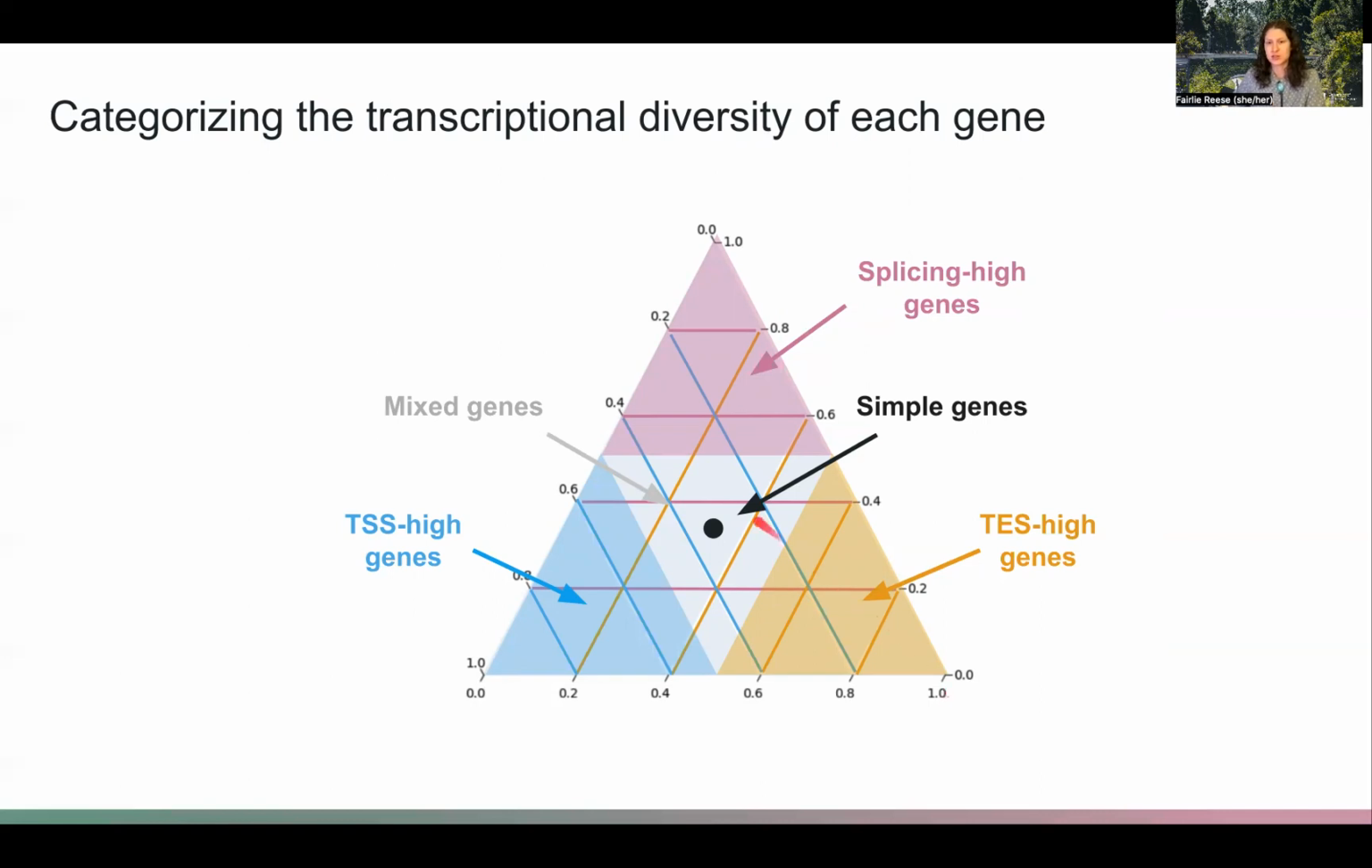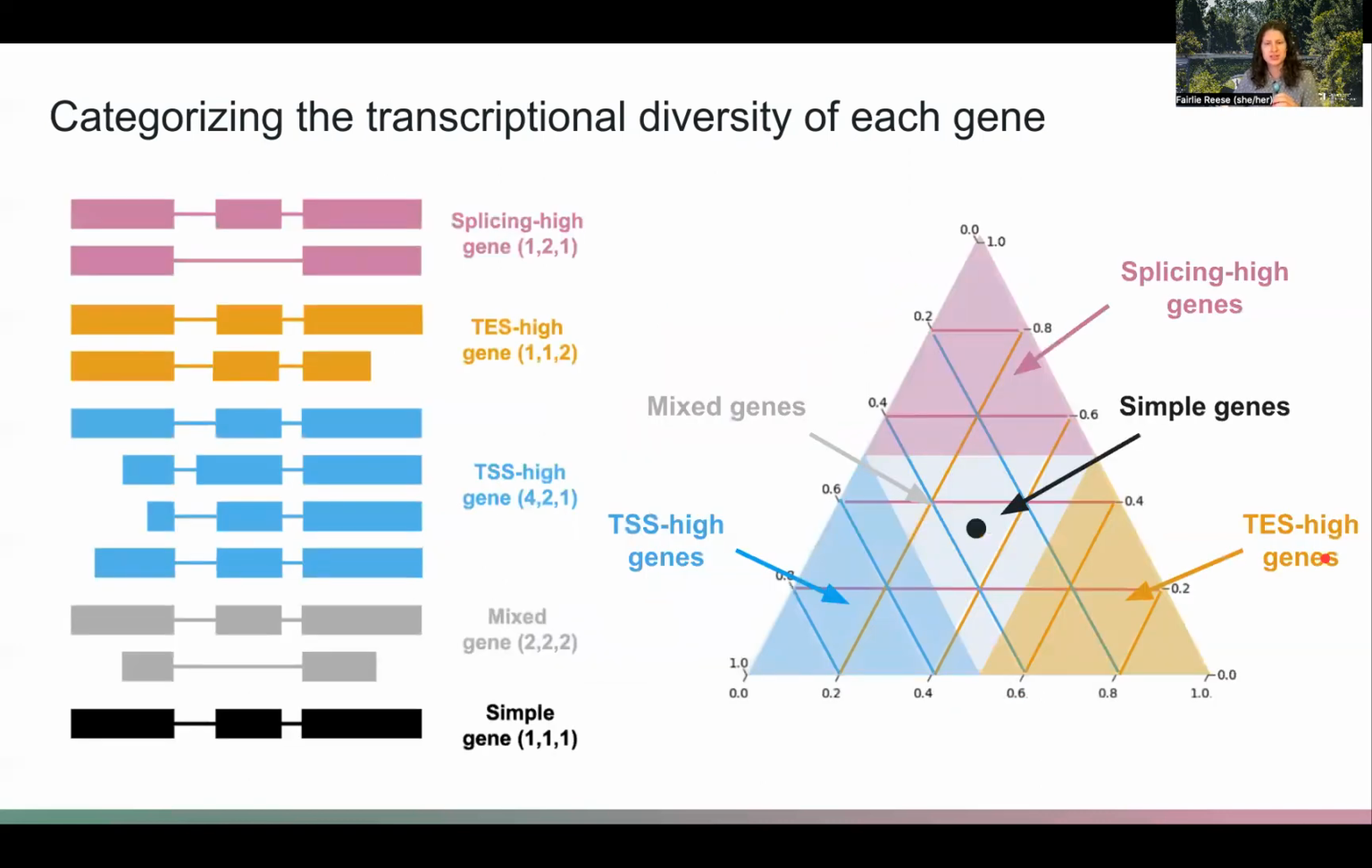Genes that fall within the center of this simplex will have one of two fates. The first of which are genes that only have one isoform, which we lovingly call simple genes. But for anything else that falls within the sector with more than one isoform, we will call it a mixed gene. And so here's just a little set of toy genes that might fall into each of these different sectors here. So our pink gene has two different intron chains. Our orange gene has two different TESs. Our blue one has four different TSSs. And then our mixed and simple genes accordingly only have one or two isoforms.